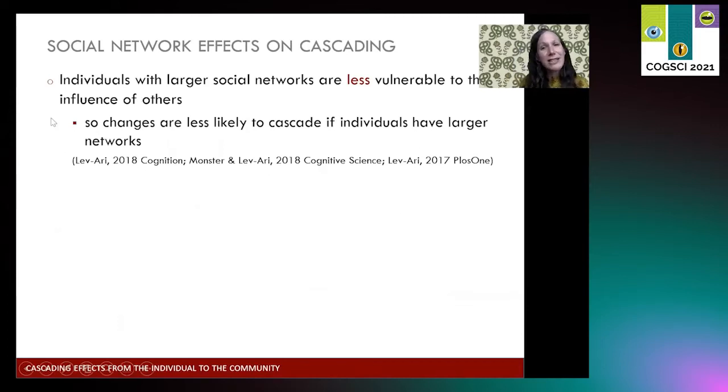And this actually leads to the counterintuitive conclusion that if you want to spread something through the community, you're more likely to be able to do that if you manage to spread it via people who have a small social network. So they're actually much more important for the spread of information across the community. And we actually have computational simulations that show that.